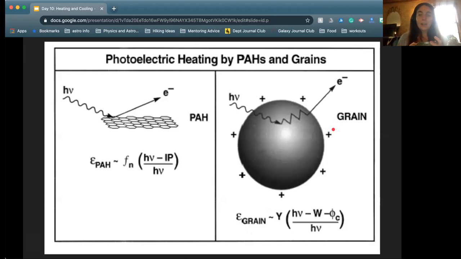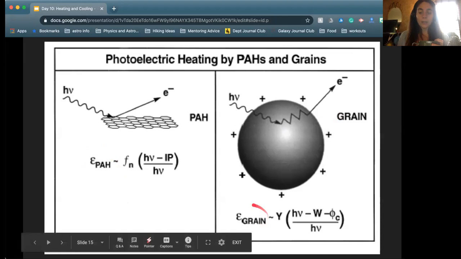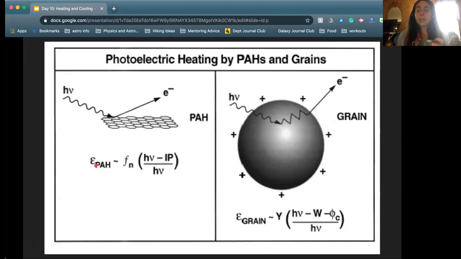So just another little equation here, a little bit of a way to think about why polycyclic aromatic hydrocarbons are so good at heating the ISM is to compare the photoelectric heating efficiency of both polycyclic aromatic hydrocarbons and grains. So that's what this eta is. It's the photoelectric heating efficiency. So how good are they at turning radiated energy, so light energy, into kinetic energy?